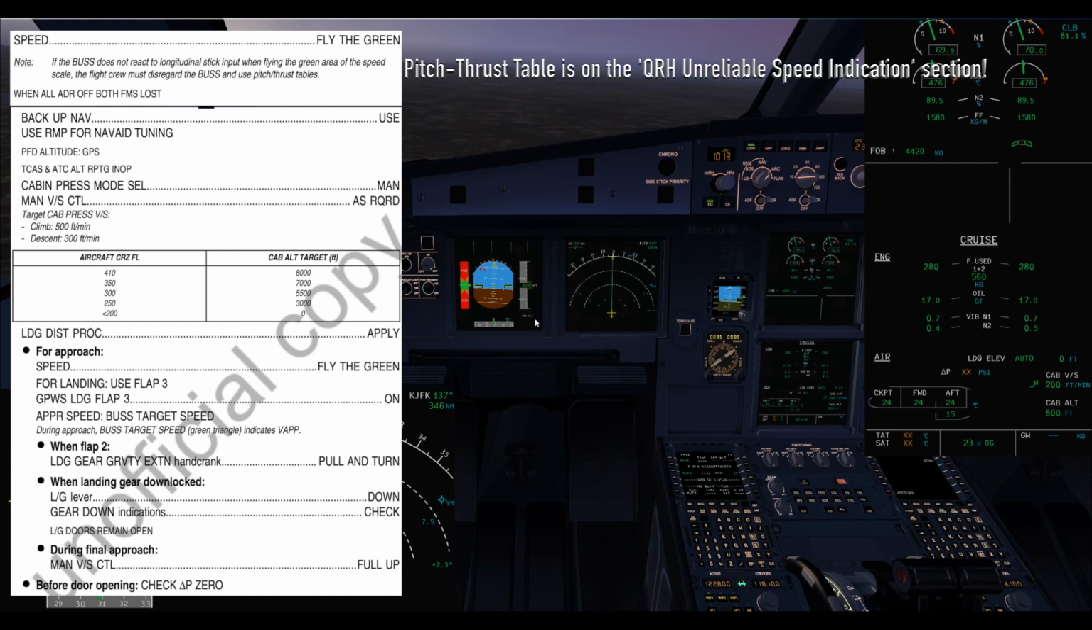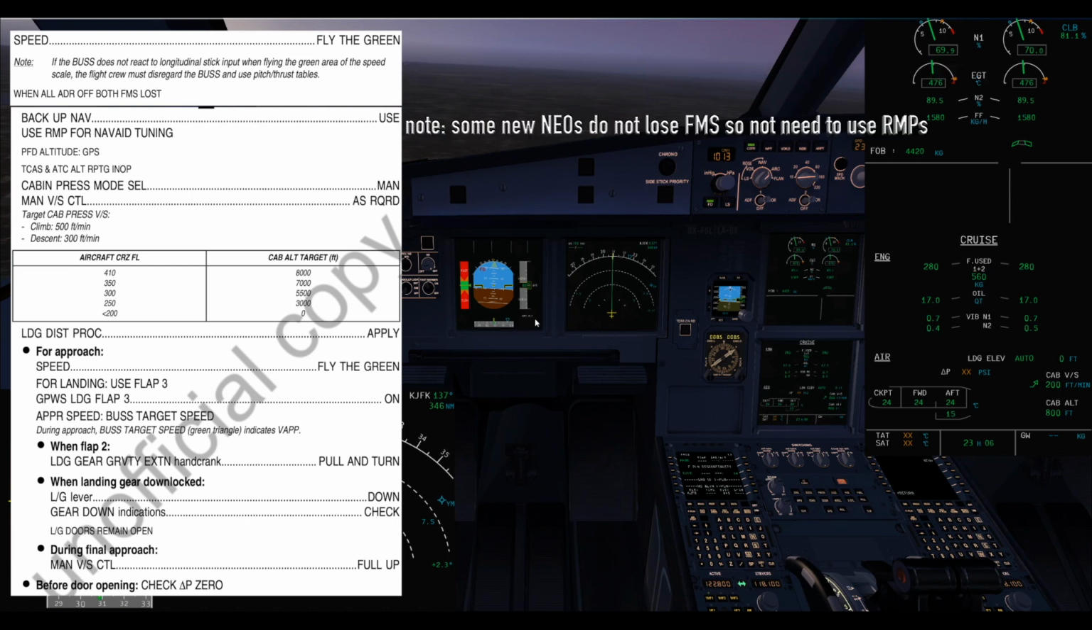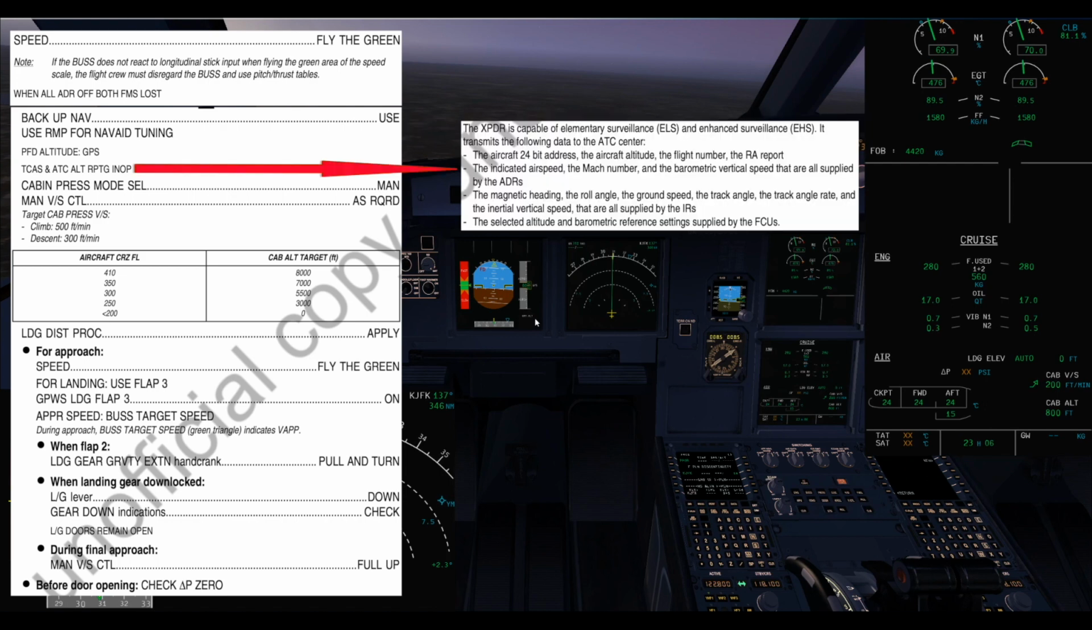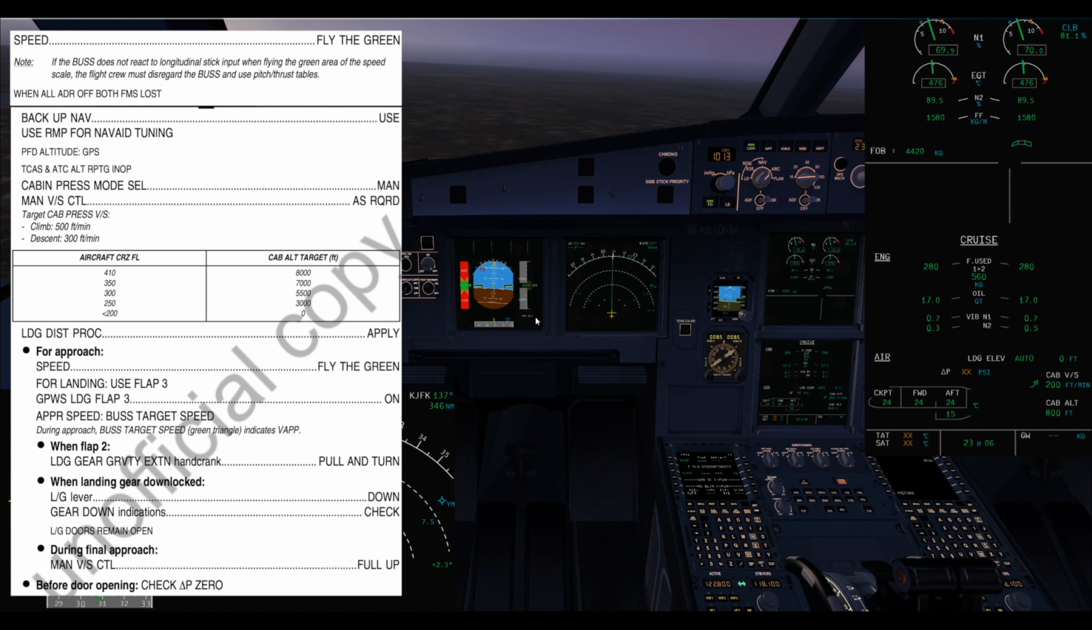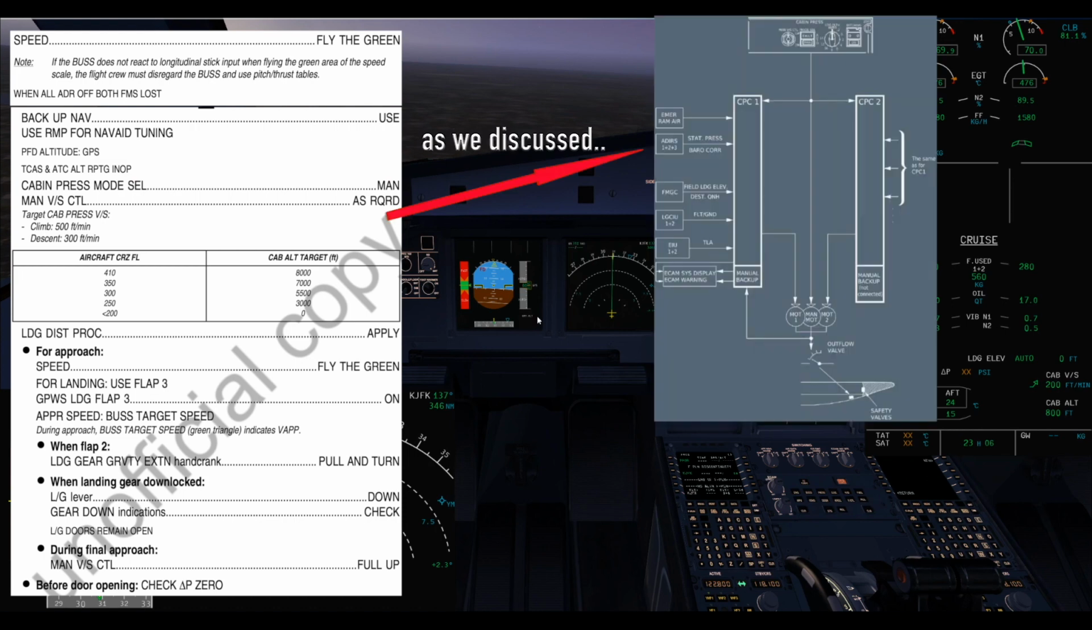The detailed pitch and thrust table can be found in the QRH procedure under the Reliable Speed Indication section. Some new Airbus A320 aircraft do not lose FMS, so there is no need to use RMP. To use these systems, the aircraft needs to know its airspeed and the vertical speed. It should be adjusted manually.